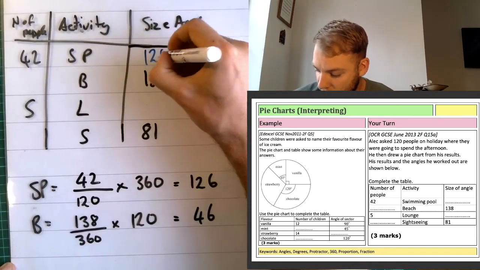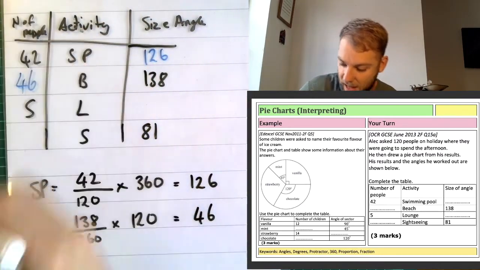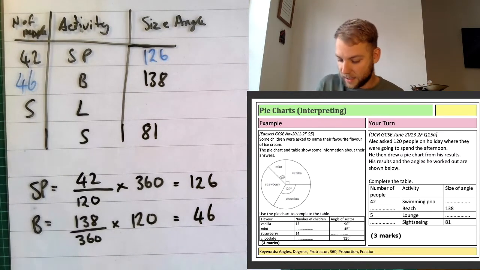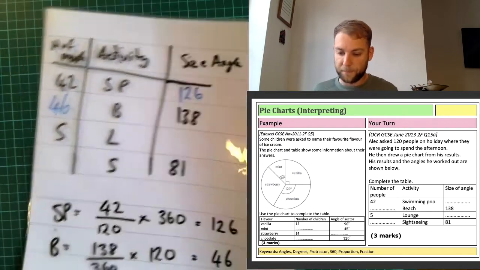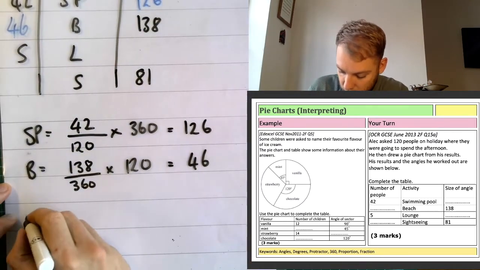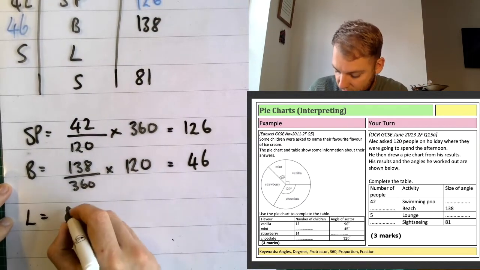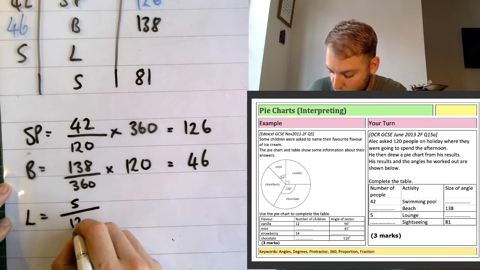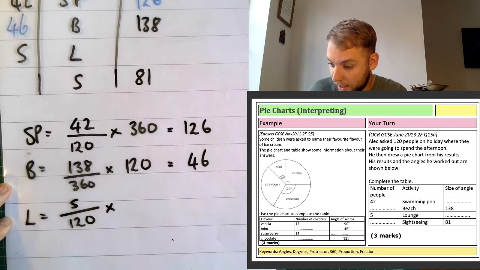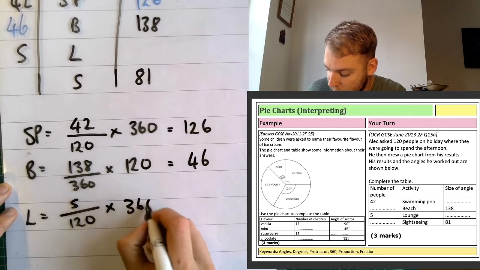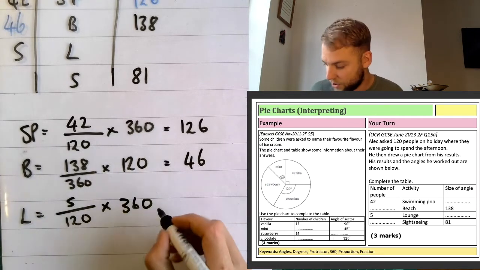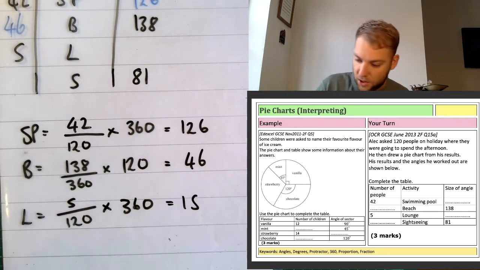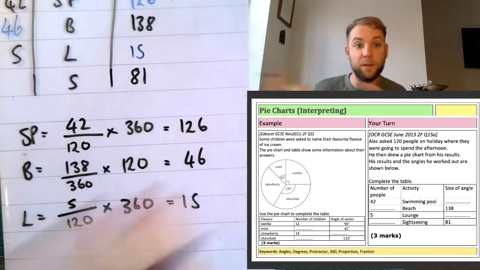So 126, 46 there. This one here is going to be, again, I'm dealing with people now to get to the size, so it's the lounge, which is 5 out of 120 times by the full turn, which is 360. So 5 out of 120 times by 360, which in this case is 15. So it's just basically working both ways with each of these.